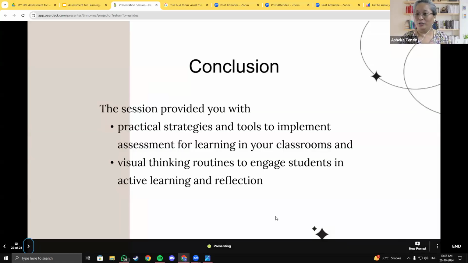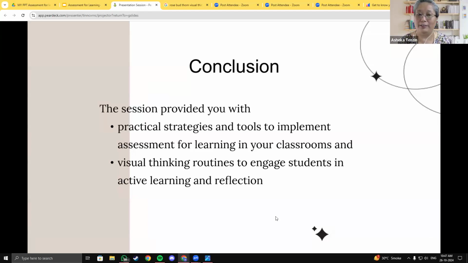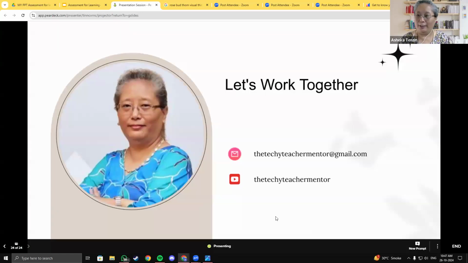So, in conclusion to my session, the session provided you with practical strategies and tools to implement assessment for learning in your classroom. I also used different visual thinking routines, which you can use to engage students in active learning and reflection. So, thank you.